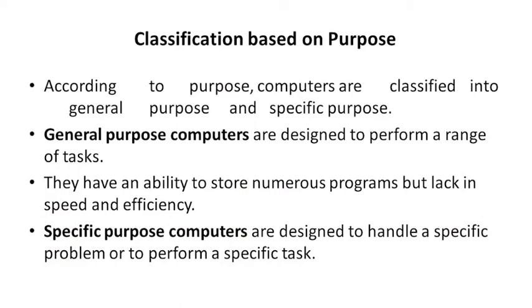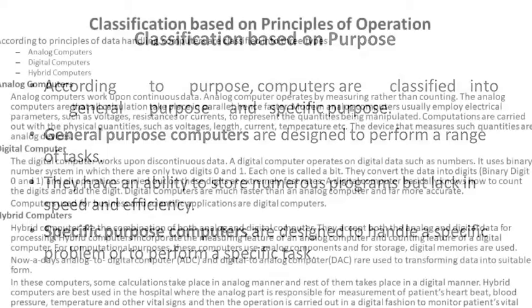Classification based on the purpose. According to purpose, computers are classified as general purpose and specific purpose. General purpose computers are designed to perform a range of tasks. They have the ability to store numerous programs but lack speed and efficiency. Specific purpose computers are designed to handle a specific problem or to perform a specific task.